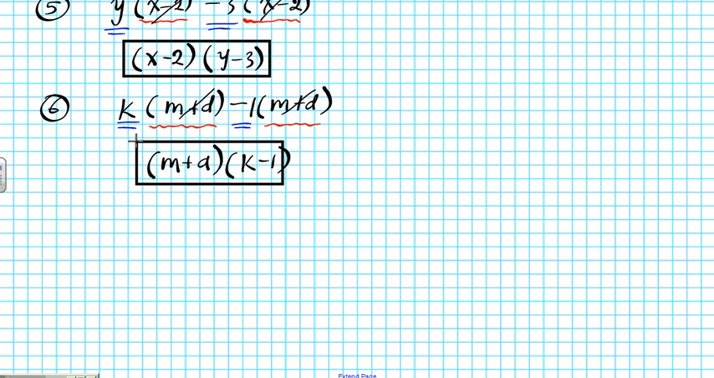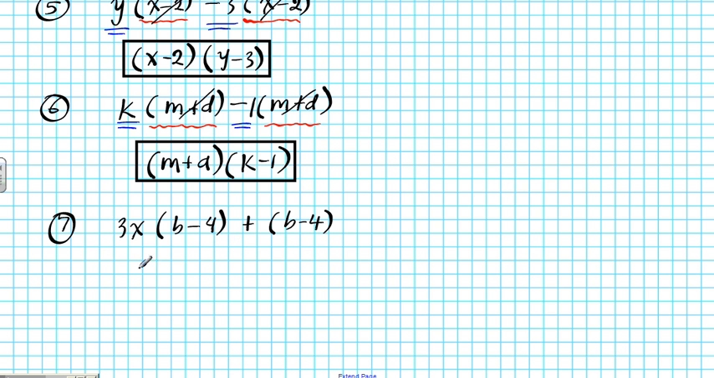Now let's try another example similar to this to see if we can get it right. So number 7, what if I had 3x times b minus 4 plus b minus 4? Alright, you notice I have a coefficient here in front of this quantity, but I have nothing here. So what is the invisible number? Invisible man. I'm just going to put a 1 there. Okay, I'm going to put the 1 right here.